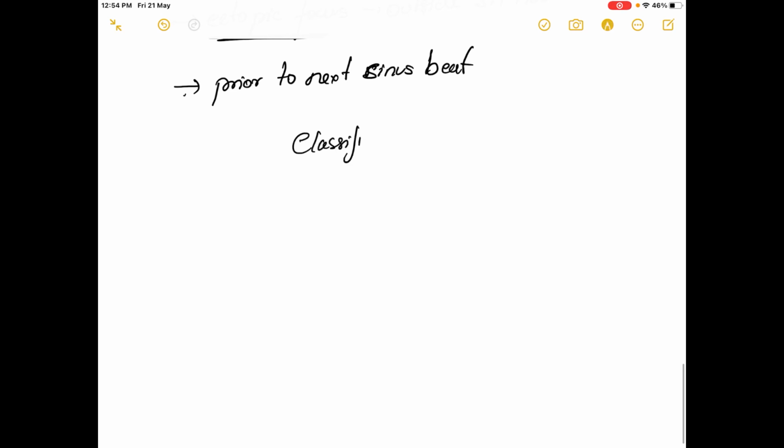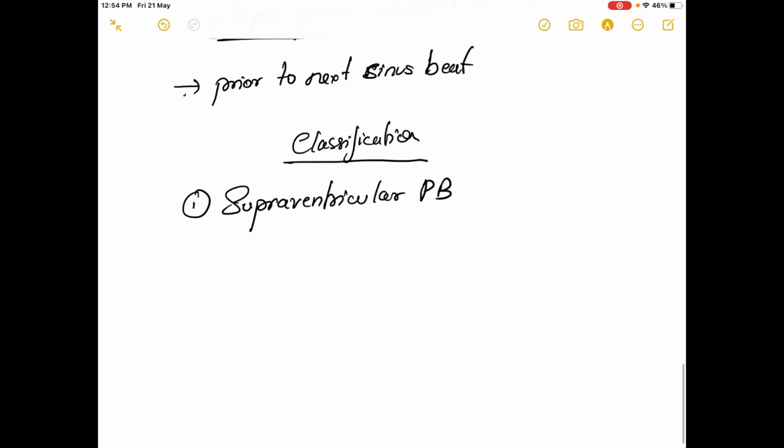Premature beats are classified into two types. The first one is supraventricular premature beats, and the second is ventricular premature beats. Any beat occurring above the ventricle is called supraventricular premature beats, and below is ventricular premature beats. Again, the supraventricular premature beats can be divided into two types.